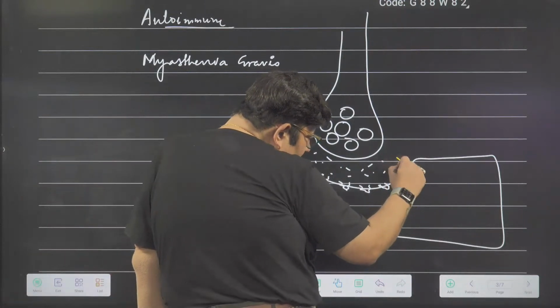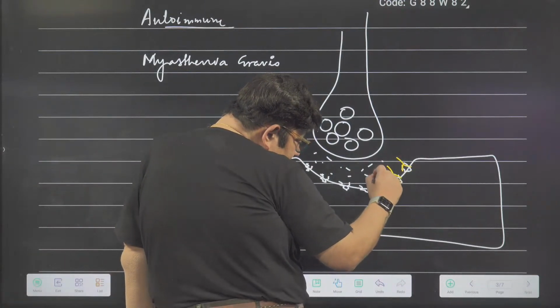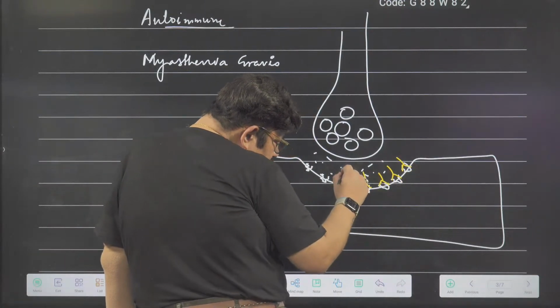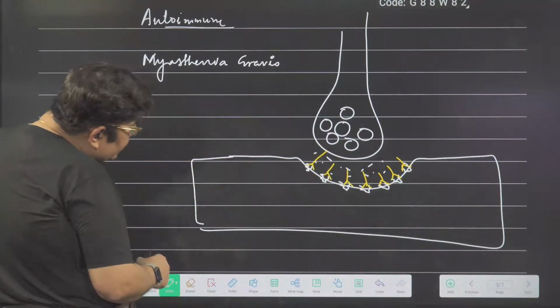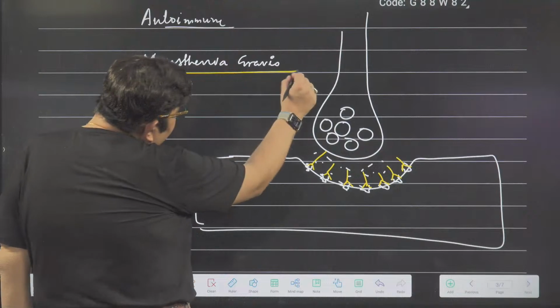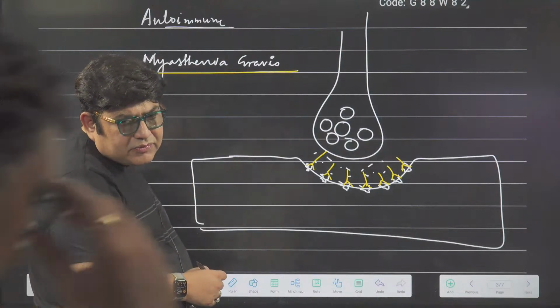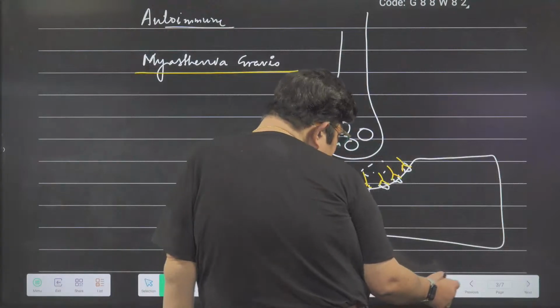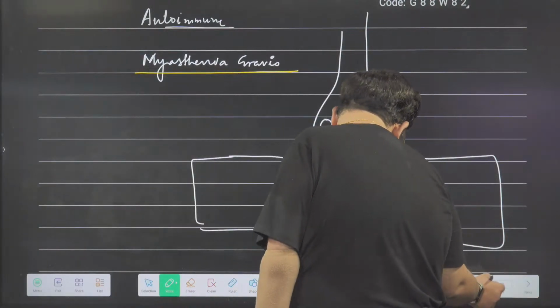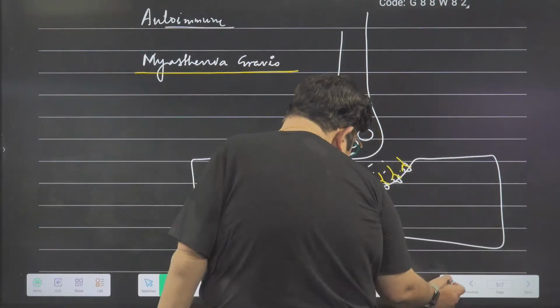I hope you understand this. What happens? There will be weakness. The beginning will be weakness, ultimately leading to paralysis. Myasthenia gravis: in the beginning there will be weakness, eventually leading to paralysis. I hope you understand. So this is myasthenia gravis.